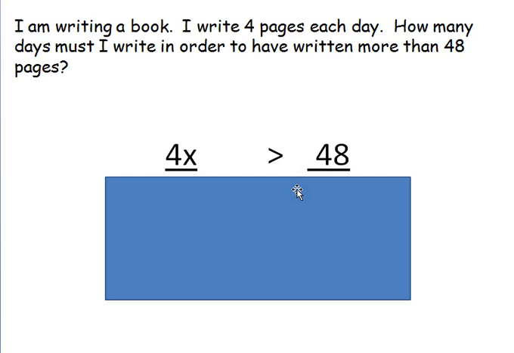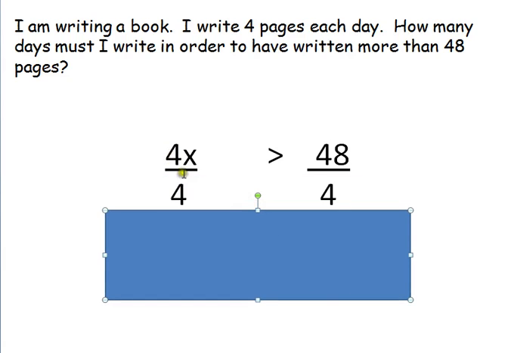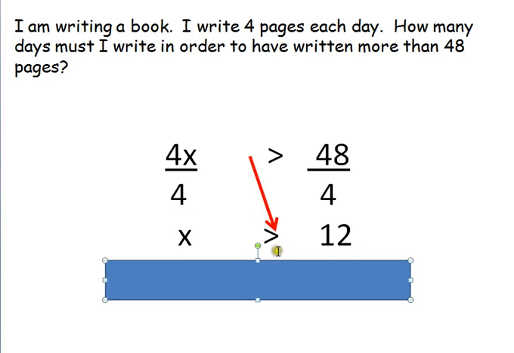Now, just like an equation, I'm going to try to get the x by itself on one side. Okay, so as you see, I'm going to divide. I'm going to divide because I'm doing the inverse operation. I'm going to divide by 4 because I want to get the x by itself. So I'm going to divide 4x by 4 and 48 by 4. Now I want to show you something right down here. I need to keep that sign the same. It's still a greater than sign.